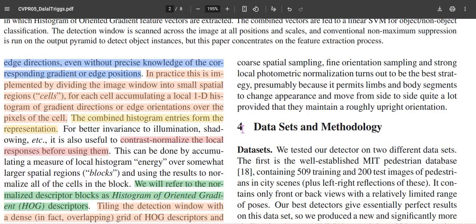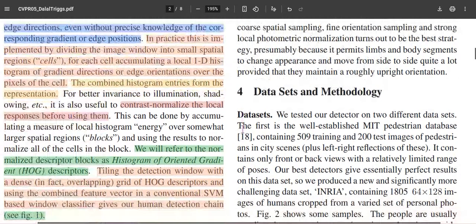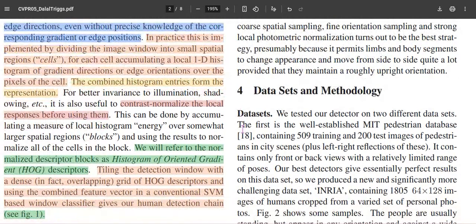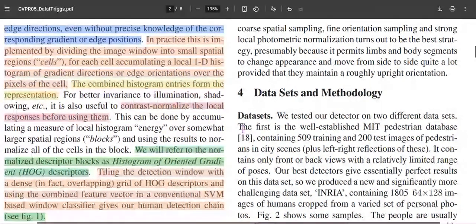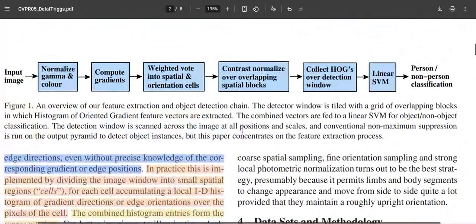Through these representations, or feature vectors, we can use any classifier. Here a simple SVM can be utilized to identify whether we have a human detection or not. The methodology is pictorially represented in this image. We compute the gradients and make a histogram of that.